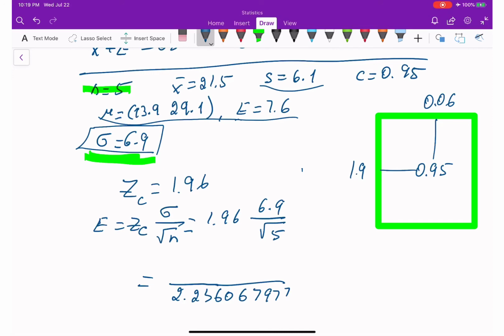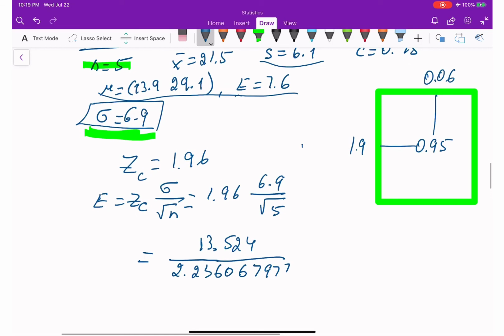1.96 times 6.9 is going to be 13.524. We have 3 digits here on top, so I'm rounding also to 3 digits. It's going to be 13.524 over 2.236. So we divide by 2.236 and we get 6.048. So that's our margin of error.